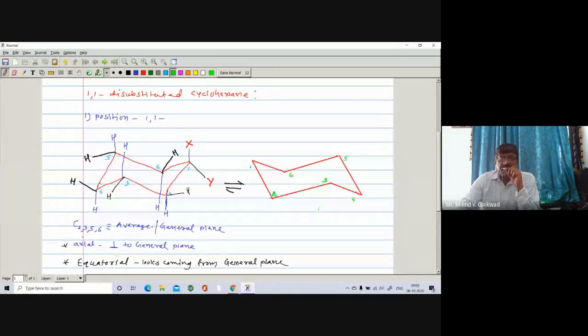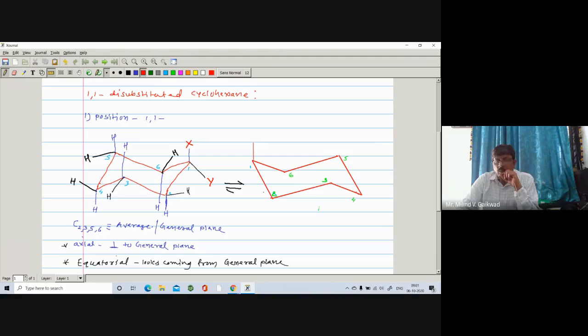Now firstly we'll write the axial bond. Axial bonds, in this case, are the red bonds, right? This axial bond should be parallel to the average plane. So here it should be parallel to the average plane. I will just draw a parallel line, right? So here is a parallel line.